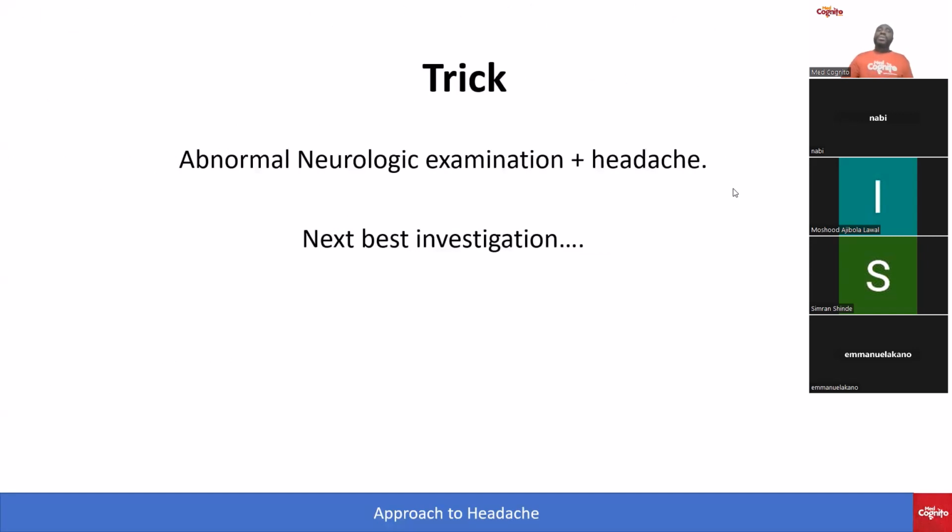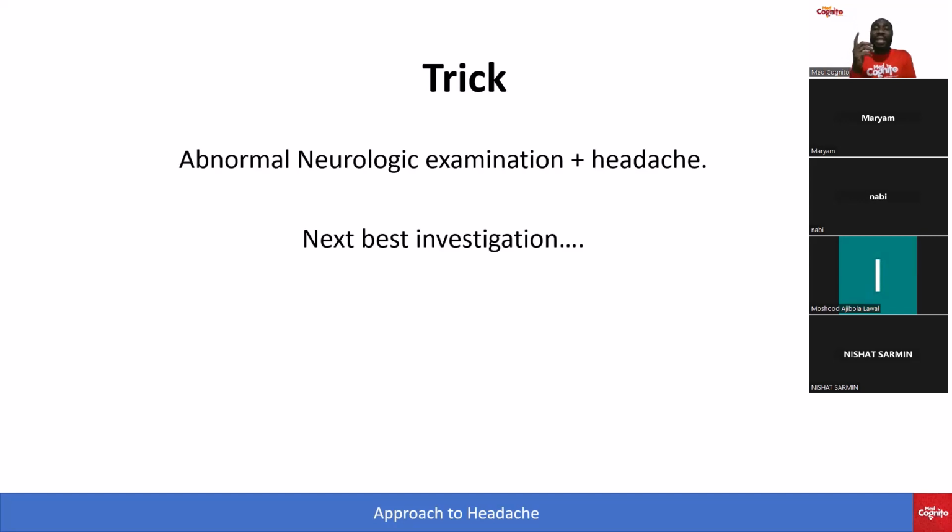Okay. So you have a patient with abnormal neurologic examination plus headache. What's your next best investigation? Abnormal neurologic exam plus headache. What's your CT? Non-contrast CT. Okay, so I got these answers: CT head, non-contrast. Which of them? Head CT non-contrast. So non-contrast CT.